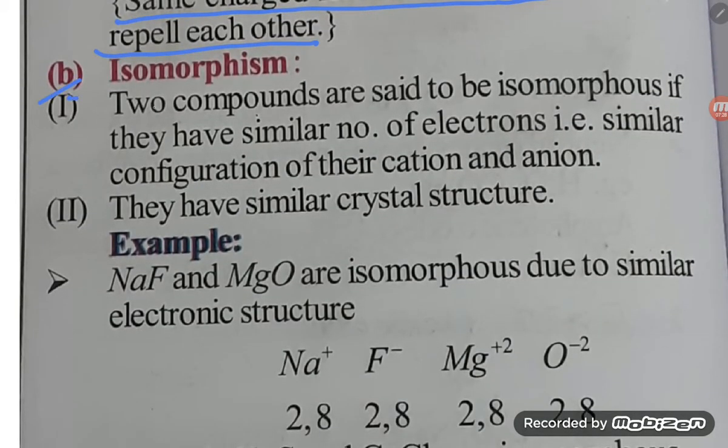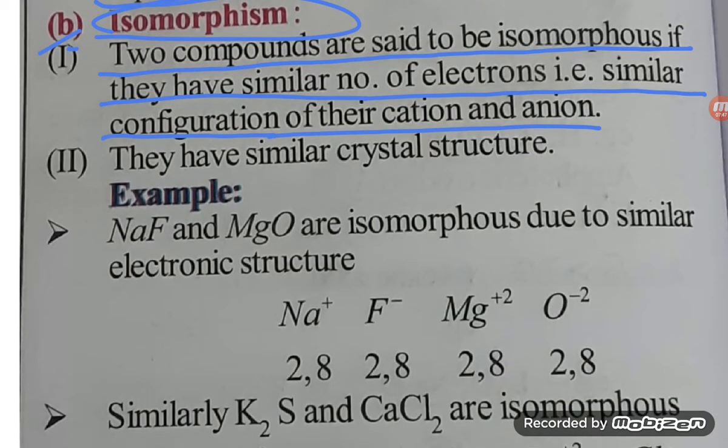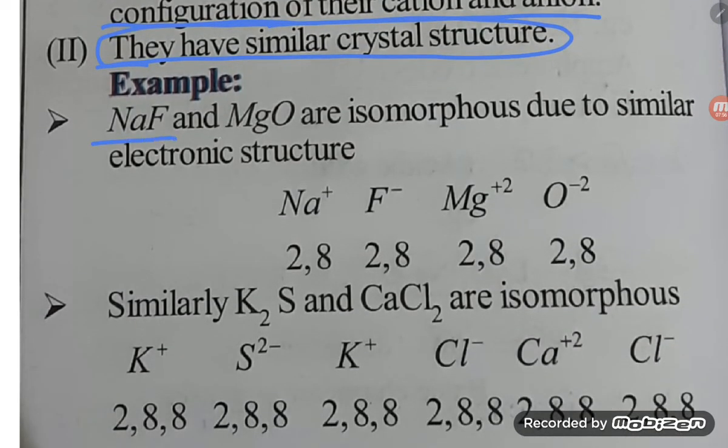Isomorphism, an important point. Two compounds are said to be isomorphous if they have a similar number of electrons, that is, similar configuration of their cations and anions. The same number of electrons in the cationic and anionic species is known as isomorphism. They have similar crystal structure. For example, NaF and MgO are isomorphous due to similar electronic structure.